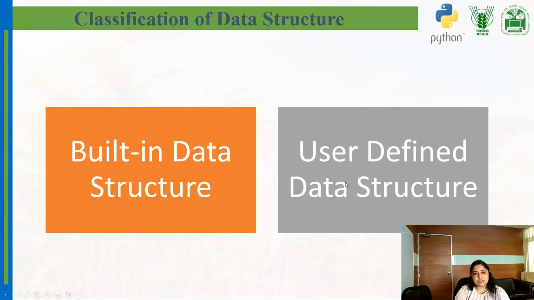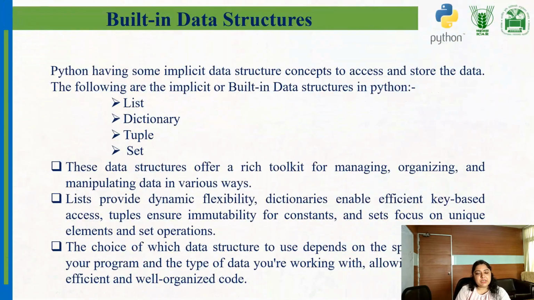Basically, the non-primitive data structures are categorized in two categories, that is built-in and user-defined. Within built-in, we have list, dictionary, tuples and sets. Built-in data structures are implicit data structures that are inbuilt within the language itself. These data structures offer a rich toolkit for managing, organizing and manipulating data in various ways. They have different properties that differentiate them.